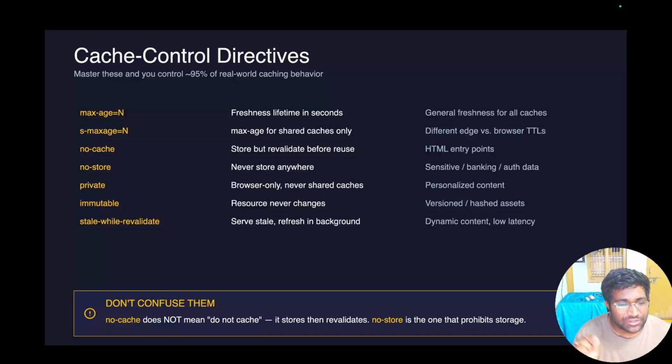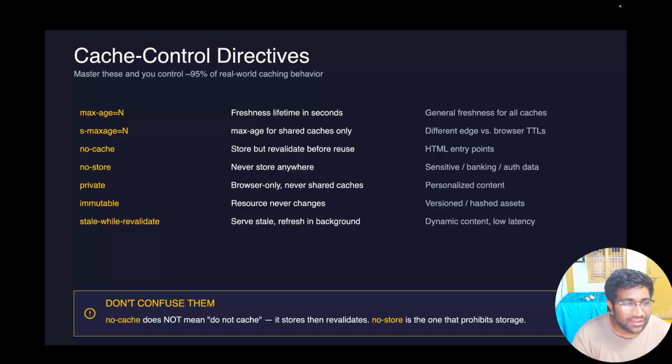max-age=n is your general freshness timer. It tells every cache in the chain, the browser and CDN alike, how many seconds this response should stay fresh. Now let's come to s-maxage. This is a surgical override. That s stands for shared cache, meaning all the CDNs and the reverse proxies. So if you want your CDN to cache something for a day, but the browser to refresh every hour, you would set something like max-age=3600 and s-maxage=86400, which is a day in seconds. Super useful when you want your edge to cache longer than the browser.